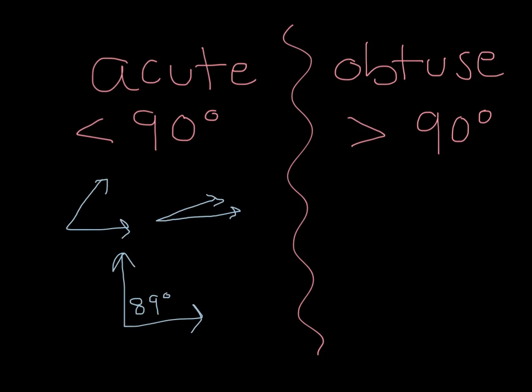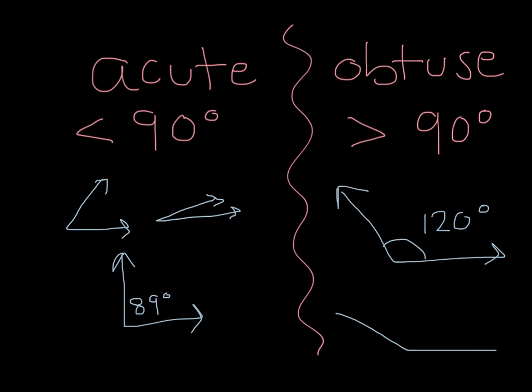Now, in contrast to that are obtuse angles, which are greater than 90. So an example would look like this. So right here, maybe I could say that's 120 degrees. Or maybe it looks like this, and I say that's 165 degrees. So obtuse angles are angles that are greater than 90.